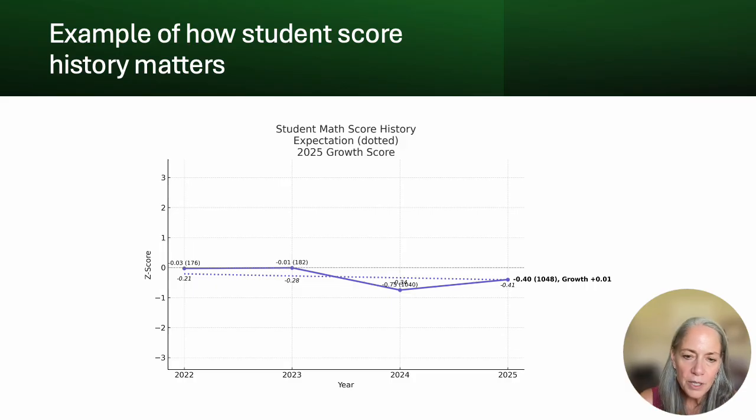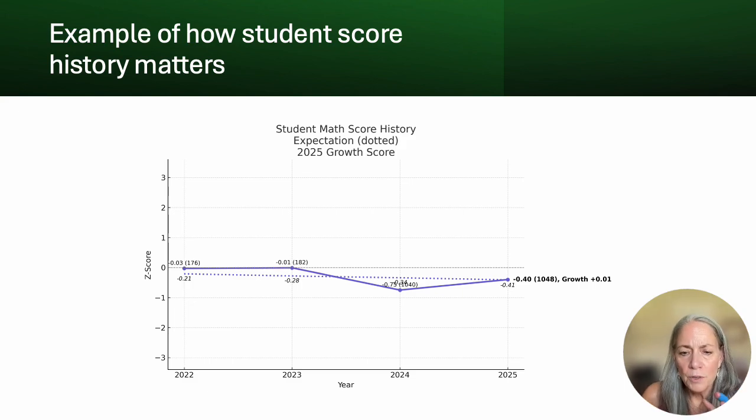And you can see that this is a student that started out with a positive z-score, 0.03, but not super positive, kind of right there in the middle. They had a scale score for the MAPS of a 176. That shifted the next year into a 182, which is not really a whole lot of progress on that scale.